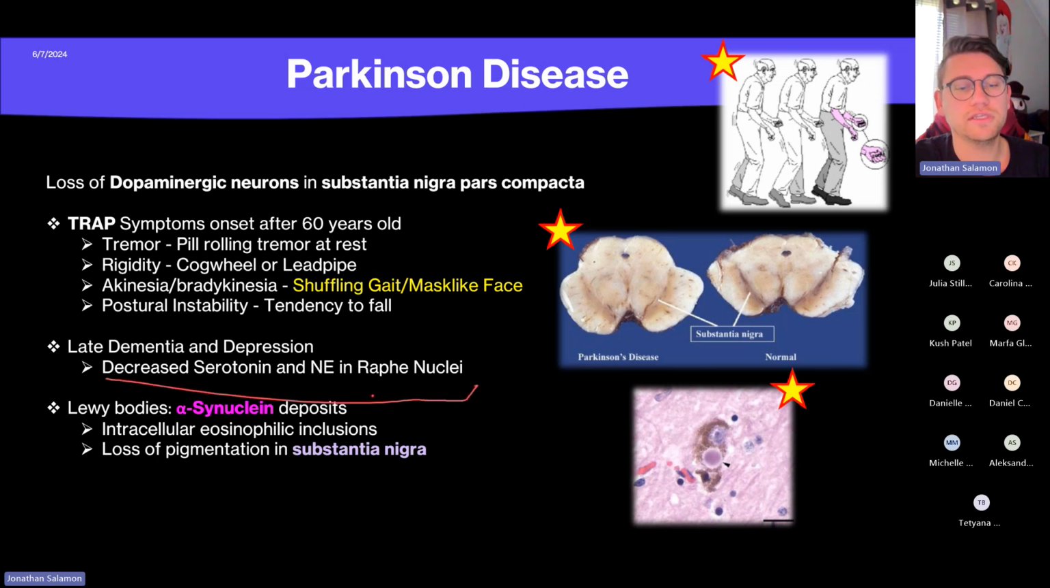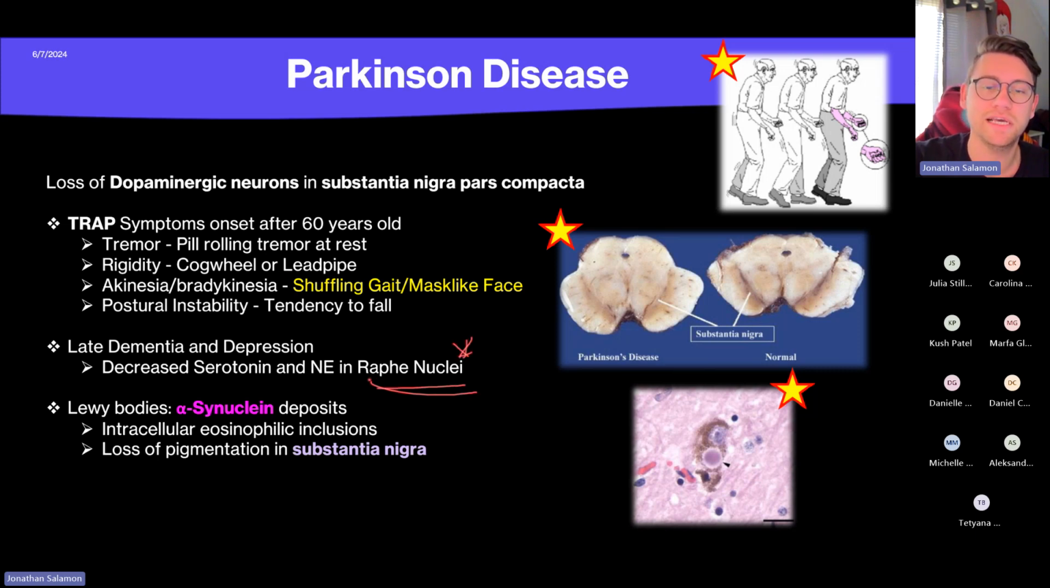Know this. Decreased serotonin and norepinephrine in the raphe nuclei. Know this. Know the raphe nuclei. I should have put a star here also. Sorry, I'm failing you guys today. I've definitely seen questions in a lot of contexts: know that decreased serotonin and norepinephrine in the raphe nuclei causes depression. Conversely, too much activity in the raphe nuclei can cause anxiety, but that should just make sense.